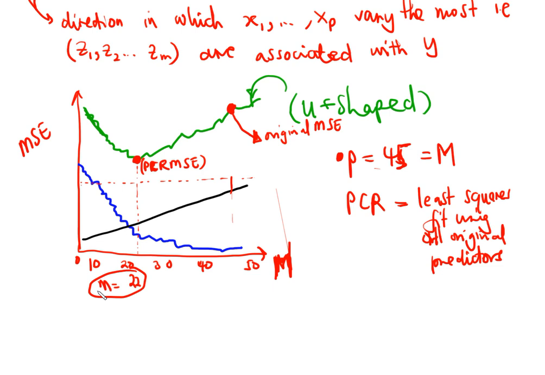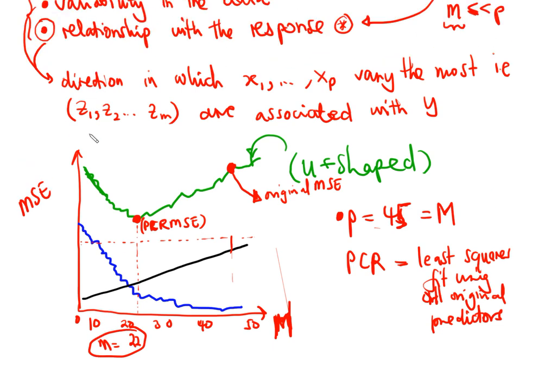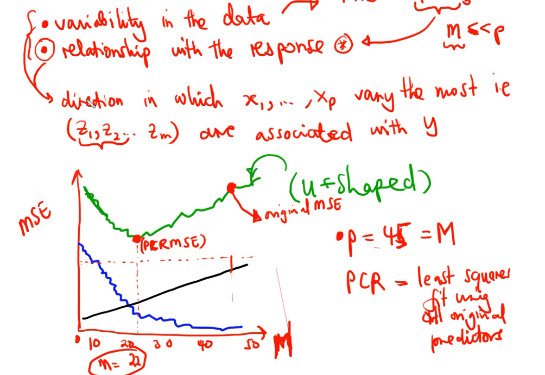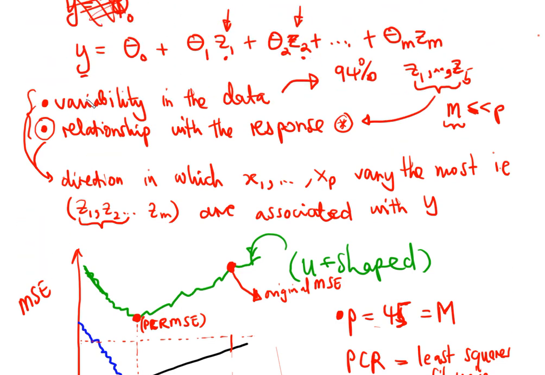PCR would do well if the first few principal components are sufficient to capture most of the variation in the predictors, as well as the relationship. So without going to M equal to 45, if you can capture 94% of the variation when we are doing M equal to 15, we have 15 variables, and those 15 variables are related to the response, PCR will do very well.